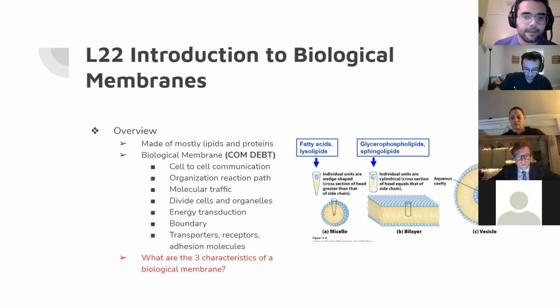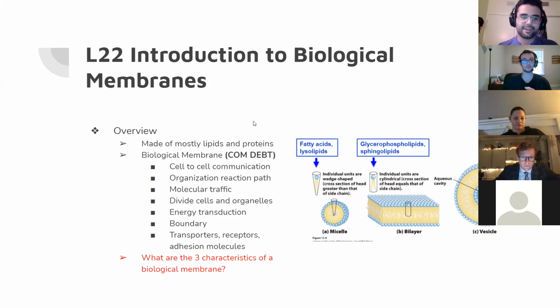So, an introduction to our biological membranes. Cell membranes are very important, right? They protect us and keep our cells intact. They are made mostly of lipids and proteins, and there are still some glycolipids and glycoproteins, so there are some carbohydrates in there, but for the most part, lipids and proteins. The biological membrane has six or seven important properties.